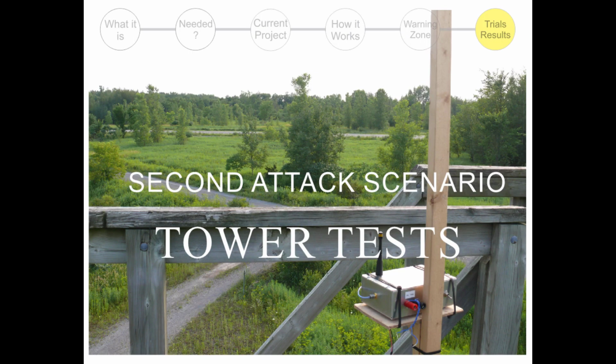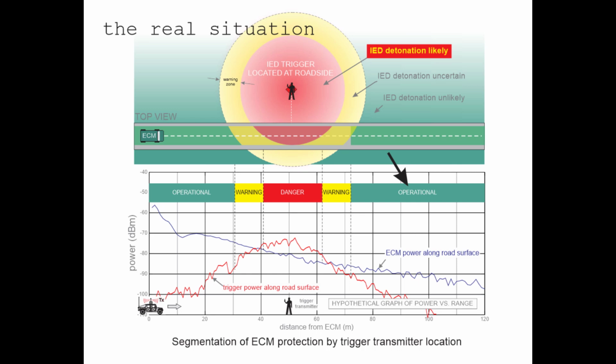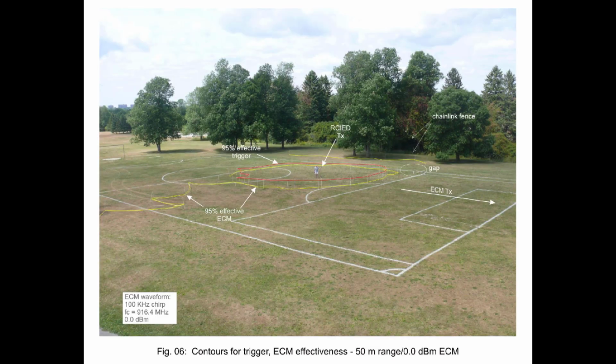The second attack scenario I called tower tests. In this case, the IED transmitter was moved off the road and onto a wooden tower adjacent to the road. The ECM transmitter is on the road, and the IED receiver is also on the road, as in the collinear case. And so the situation looked like this. You can pause the video and have a close look at this. I don't want to drag this on any longer than I already have. I did that test, and I also measured the ECM protection bubble under those circumstances.